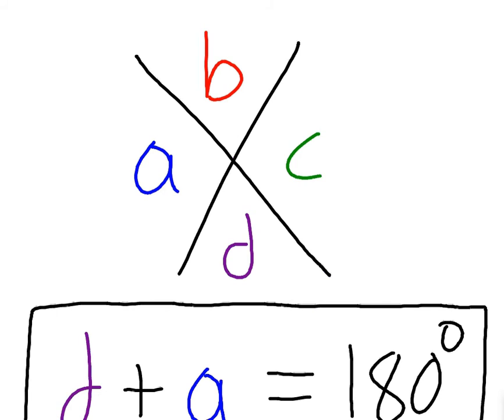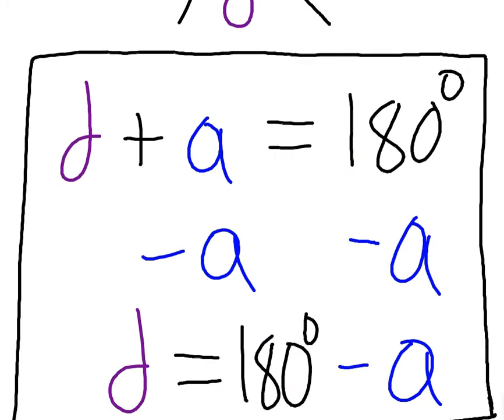Now we're going to focus on B and D. The proof is going to go very similar. So now we need to prove that B and D are equal to each other. In other words, we're trying to prove that both pairs of vertical angles are equal. So here's the first part of the proof.